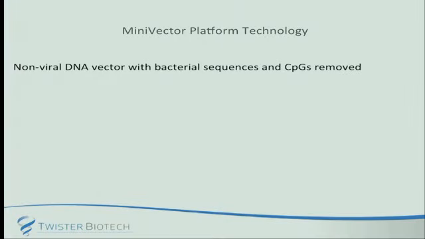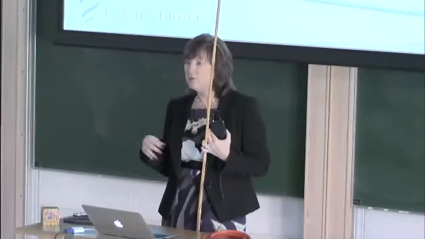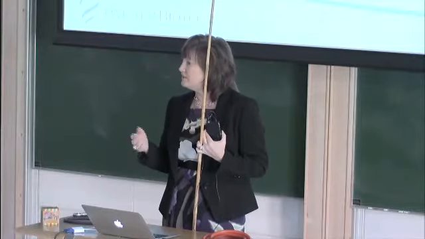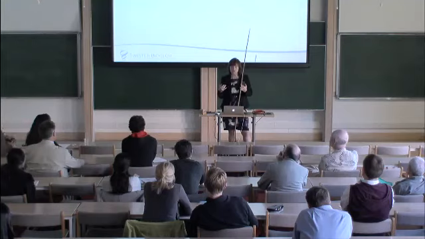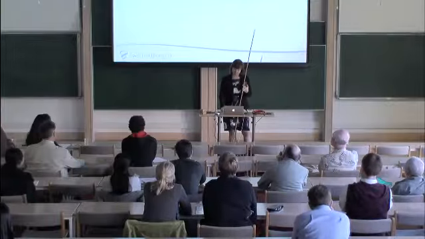We can make milligrams and milligrams of them. So they're a non-viral DNA vector. I didn't really mention this, but there are no bacterial sequences left. And we've also stripped out these things called CpG motifs. Those are silenced by methylation. So if you get rid of all of them, and we can because it's so small, then you're not going to be silenced and you can express the gene longer in gene therapy. So this is a very important point that no other gene therapy vector offers.